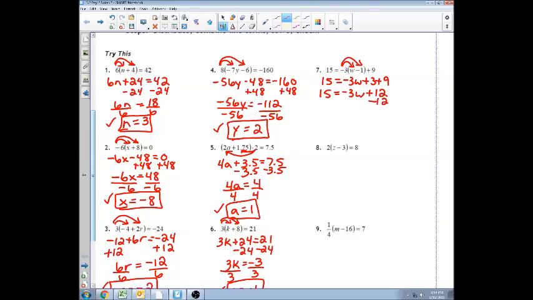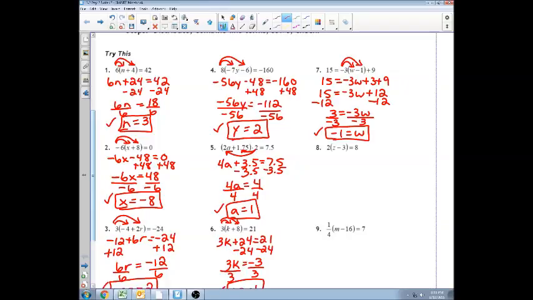I need to subtract my 12. That would give me 3 is equal to negative 3w. Divide by negative 3, divide by negative 3. Negative 1 should equal w. If negative 1 equals w, I would have negative 1 minus 1, which is negative 2. Negative 2 times negative 3 is positive 6. Positive 6 plus 9 is, in fact, 15. So that answer is good.